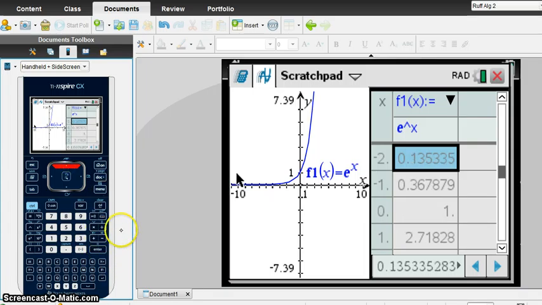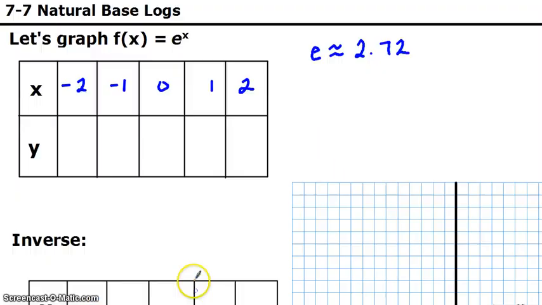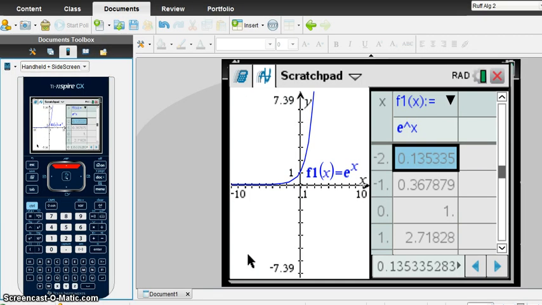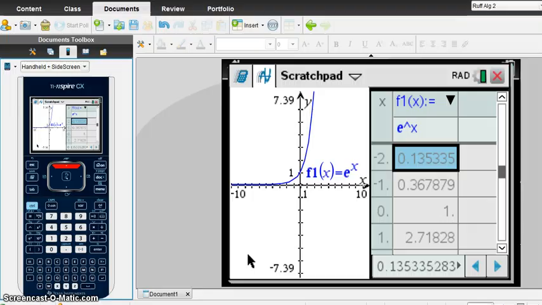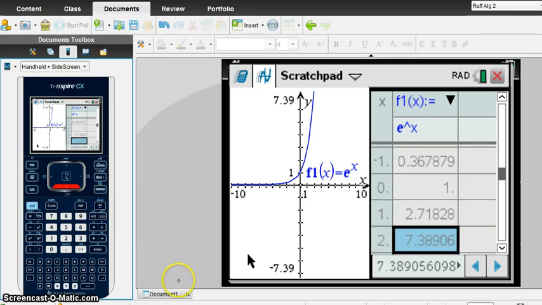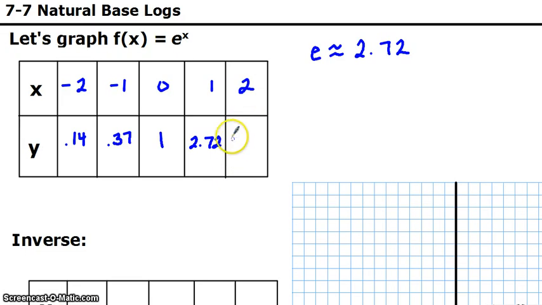All right, so I've got 0.14 and 0.37. Notice that e to the 0 is 1. Just like every other number raised to the 0, it's 1. Doesn't matter what that number is. Okay, e to the 1 is just going to be what e equals, which is 2.72. And then e squared, if I scroll down a bit, 7.39.